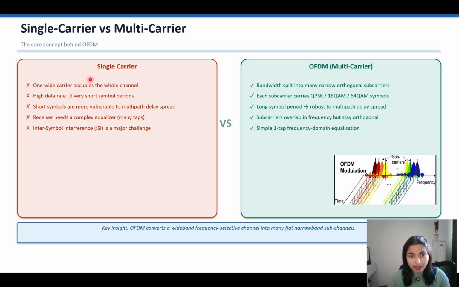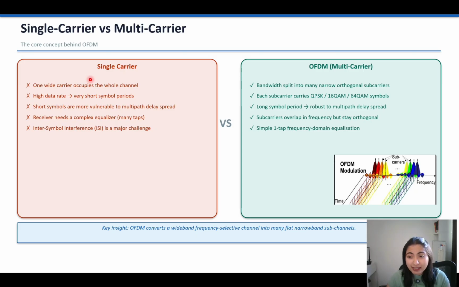And here is the problem. The real world is actually full of multipaths. Your signal can bounce off buildings, walls, cars, and then there are multiple delayed copies of the same signal which can arrive at the receiver at slightly different times.